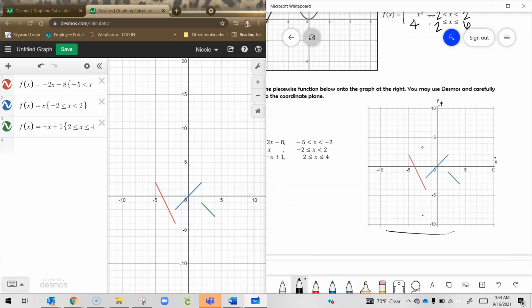At -5, it's strictly less than, so an open dot. At -2 on the red one, same thing, open dot. But at -2 on the blue one, that is a closed dot because it's or equal to. At 2 on the blue graph, open dot. Green on both ends, they are or equal to's, so closed dots there. And that is it.